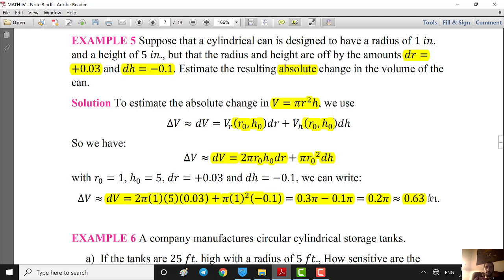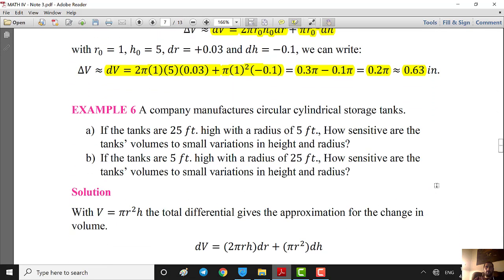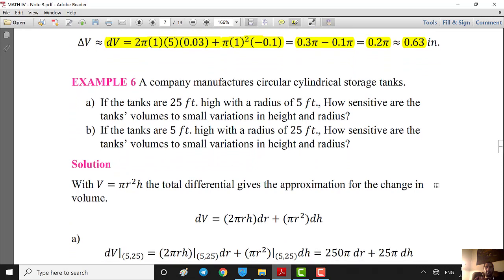Okay, this should change to inch to the 3, because when r and h are in inches, the volume is going to be in cubic inch. Okay, now the next example.